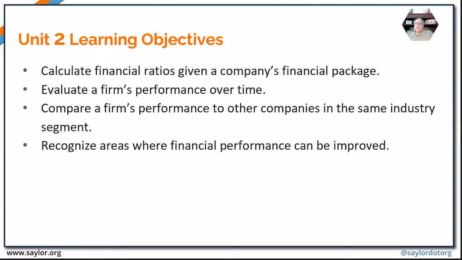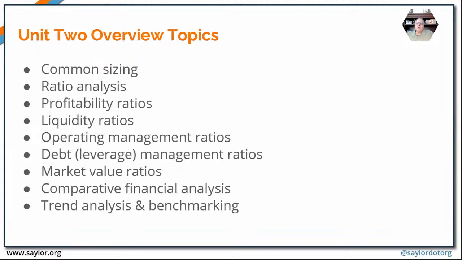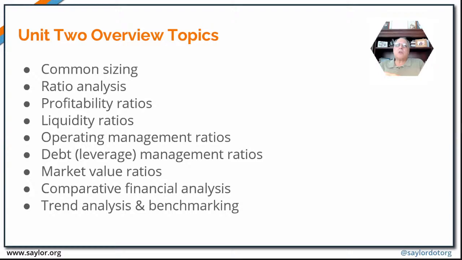Now, in topic 2, in Unit 2, we have a number of topics that were covered. Common sizing is something we talked about in the last presentation, and we had examples and demonstrated that basically it was taking the financial statements and restating those as ratios, showing, for example, cost of goods sold as a percent of sales, so that we could get a better sense of direction and performance.